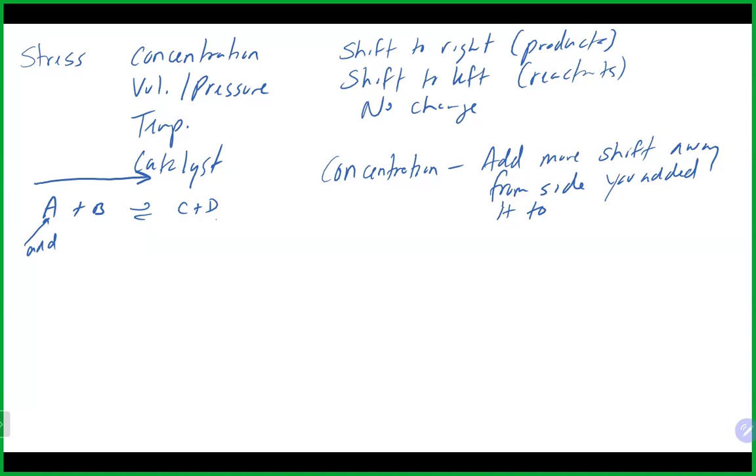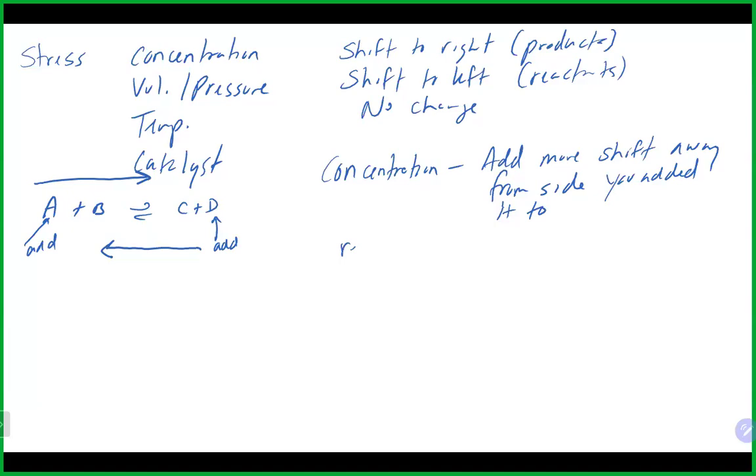If you add in more D, it will actually shift to the left, away from the side where D is. And that again is for the same sort of reason. When you add more products, now there's more products and reactants, so they're going to be able to find each other a lot quicker. And that's going to cause a reverse reaction to occur. So AA is a good way to remember that: add away. Whichever side of the equation you add it to, it will go in the opposite direction.